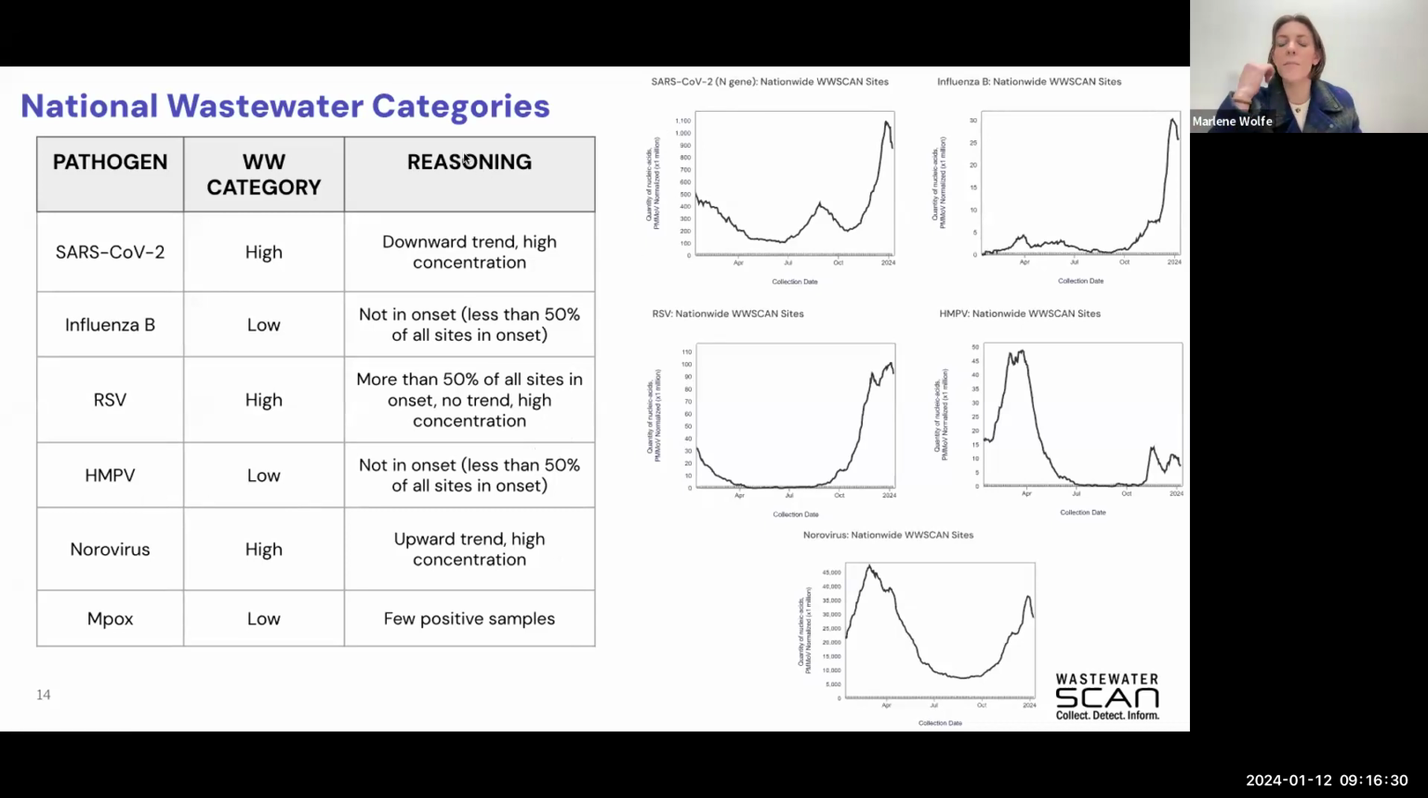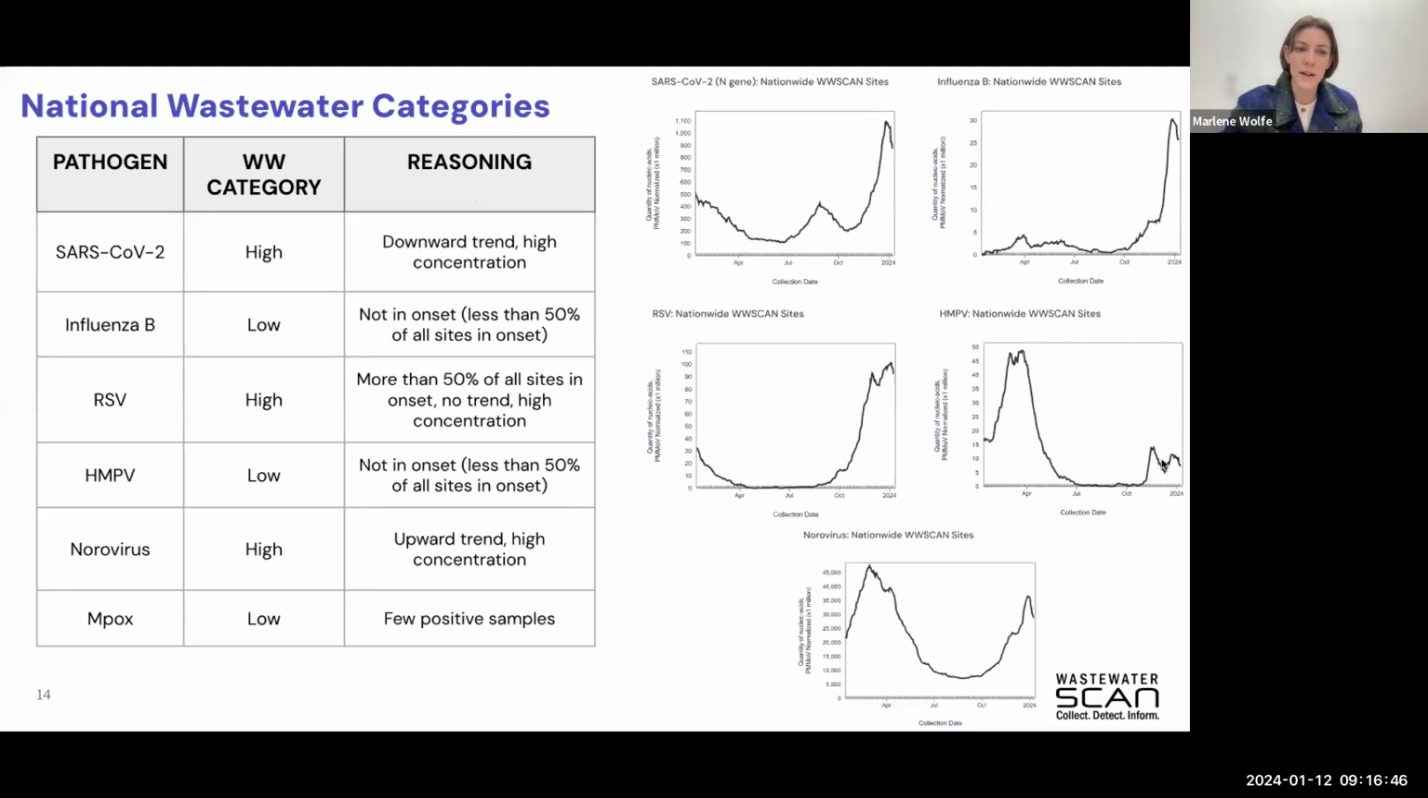Sorry. You can see that there's been a little bit of an increase in human metapneumovirus recently. We're still in the low category because less than 50% of sites are in onset, but there is some increase in measured concentrations around the country.